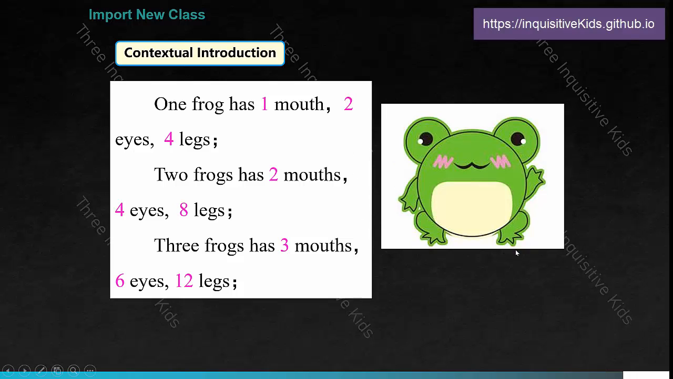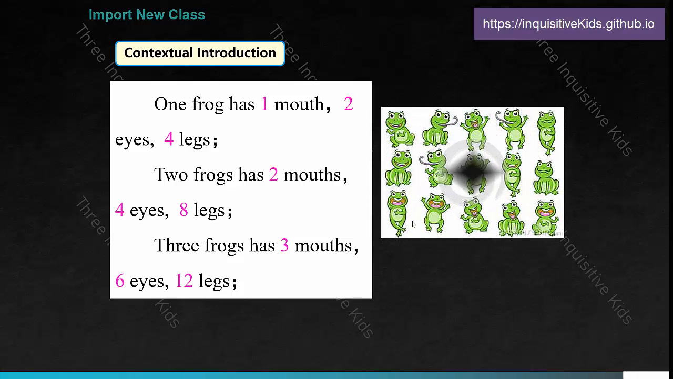As you can see, there's this little frog right here, and we're going to make some observations on him. So our observations are, if we have one frog, we're going to have one mouth, 2 eyes, and 4 legs. 2 frogs gives us 2 mouths, 4 eyes, and 8 legs. 3 frogs has 3 mouths, 6 eyes, and 12 legs. You might be starting to notice a pattern here.